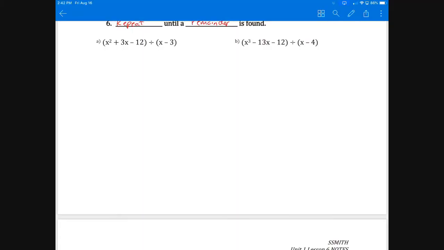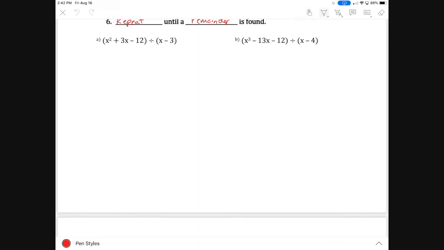So now we're going to do our first example. So we have x squared plus 3x minus 12. So that's going to be inside of our division. So we've got x squared plus 3x minus 12. And this is going to be divided by x minus 3. So first thing we're going to do is we're going to see, we have our first x squared. We're going to put a spacer right there.